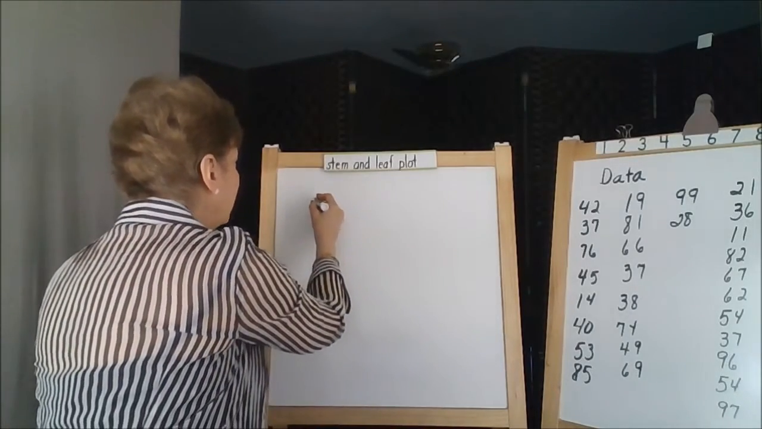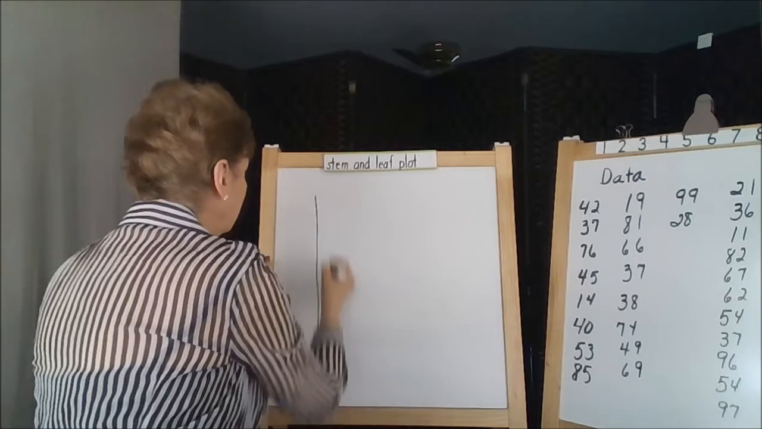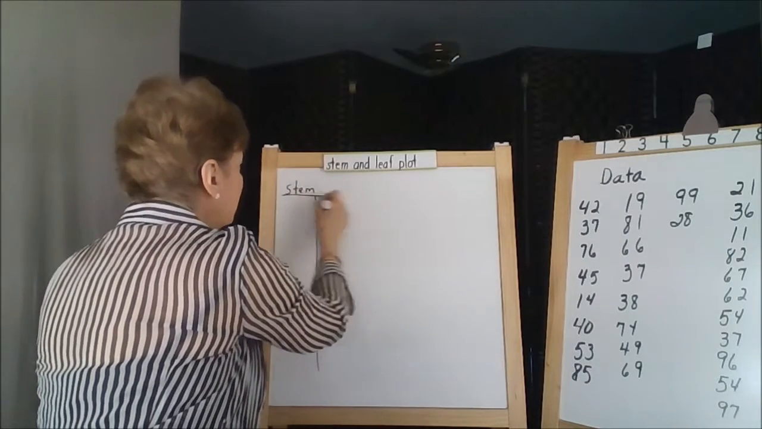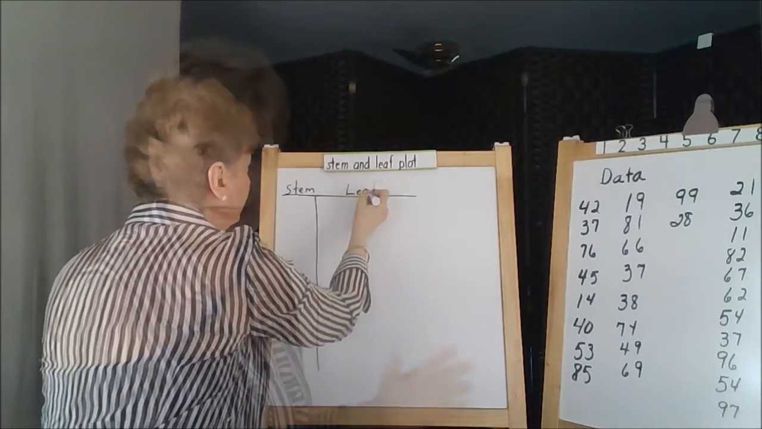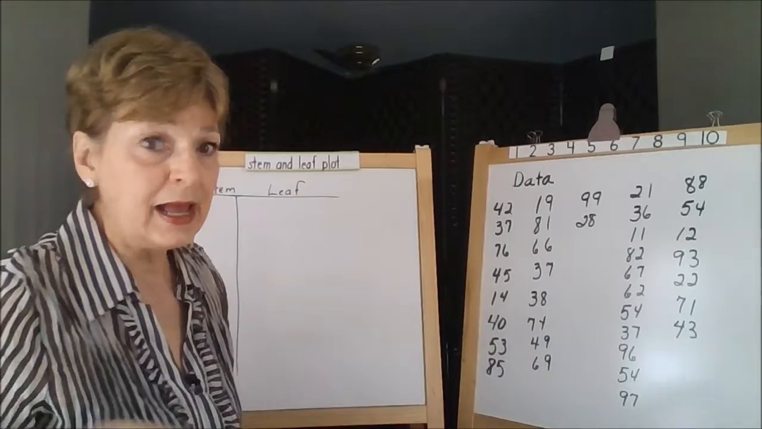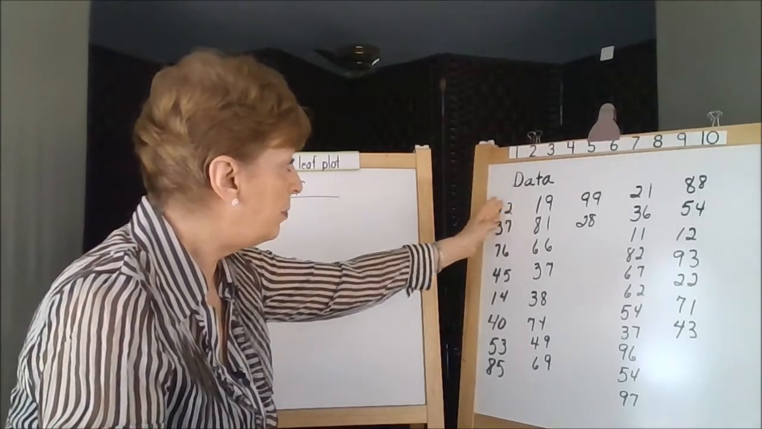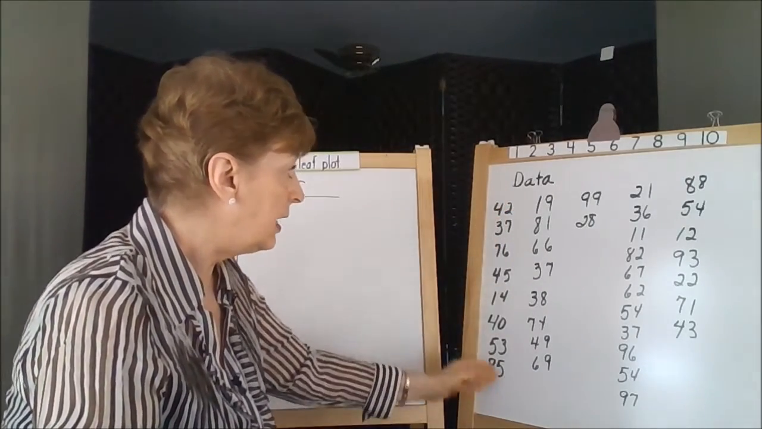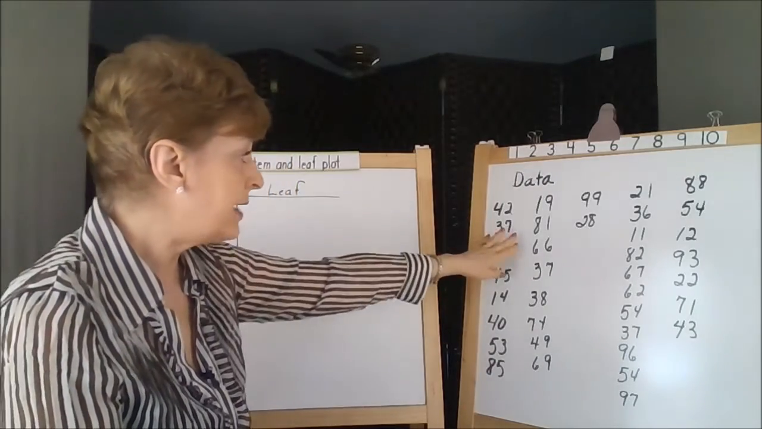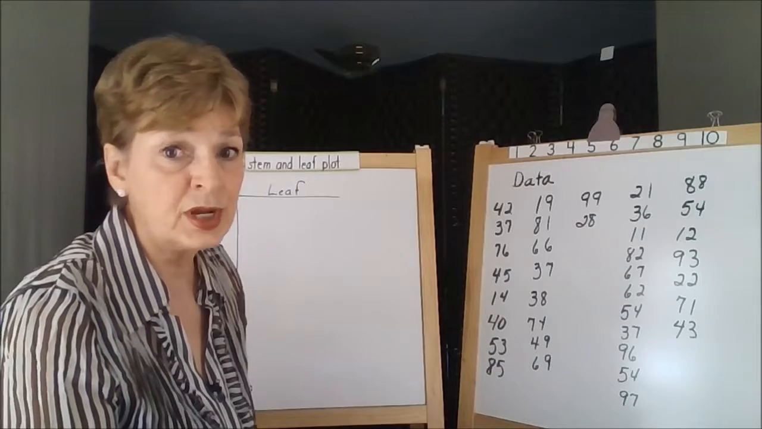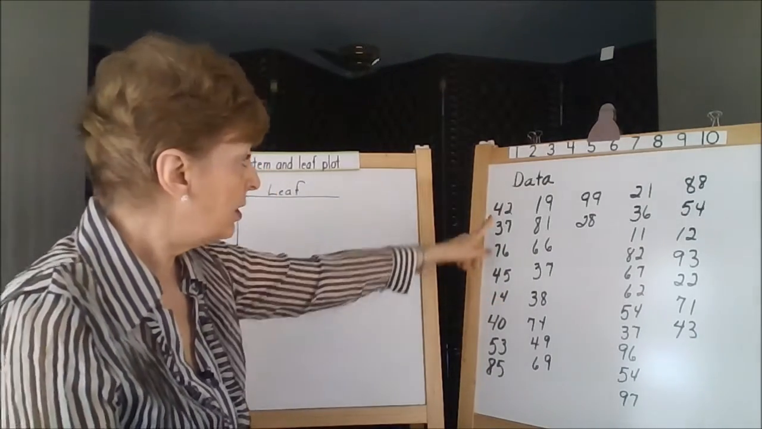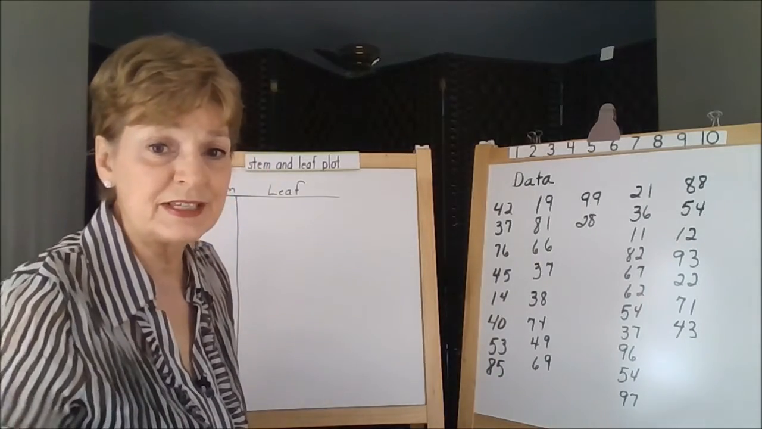We're going to have the stem side of it, and on this side, the leaf. When we take a look at our data set of numbers, I'm looking at the leaf being the ones column, and the rest of it being the stem side. In this case, we only have two-digit numbers, so the tens column would be our stem, and our ones column would be the leaf side.